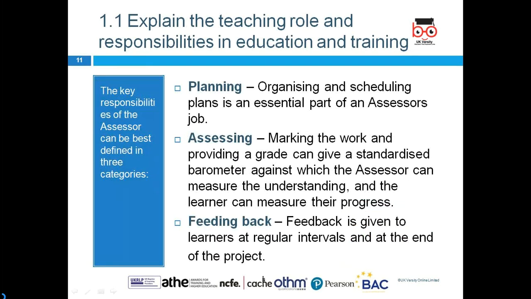Okay. And then an assessor. Now, assessors have different types of responsibilities. I'm a teacher, but I'm also an assessor. So whatever homework, essays, work, PowerPoints, anything you send in, I can look at it and I can mark it for you and give you feedback. An assessor will organize and schedule their plans. They'll make sure they've got a good timetable in place so that they know exactly what needs to be done and when it needs to be done.